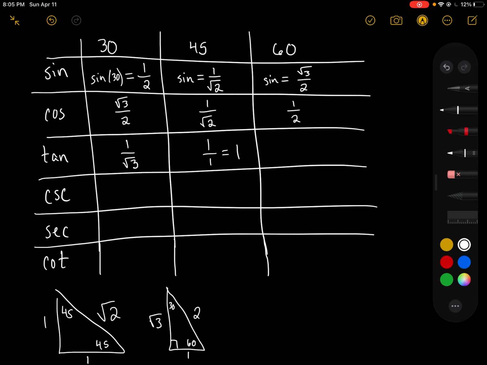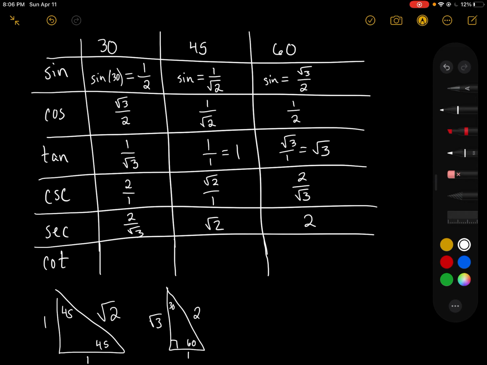So tangent of 30 is 1 over the root 3. Tangent of 45 is just 1 over 1. You can just write that as 1. And then next, the tangent of 60 is going to give us the root 3 over 1, or just the root 3. And then just remember, we can flip all these upside down for their inverse functions.